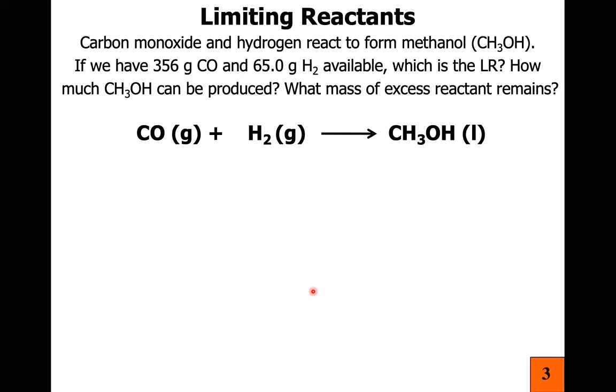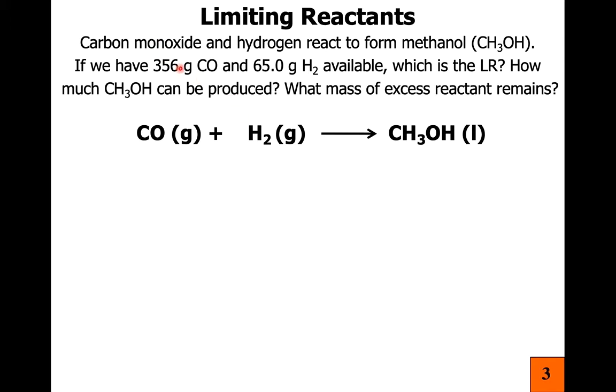All right, finally, this is sort of the meat and potatoes of this chapter. Carbon monoxide and hydrogen react to form methanol. If we have 356 grams of carbon monoxide and 65 grams of H2 available, which is the limiting reagent, how much methanol can be produced, and what mass of excess reactant remains.